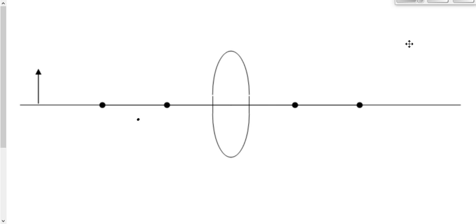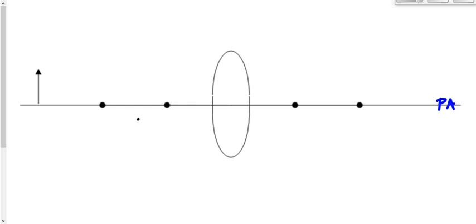All rays that are parallel to the principal axis, and that principal axis, by the way, is this line right here, all rays parallel will converge at the focal point. That's why we call it a converging lens. What's the other name for it? Converging or, yep, right, converging or convex. Thicker in the middle than it is at the edges. Rays converge at the focal point. That is, rays parallel to the principal axis converge at the focal point.